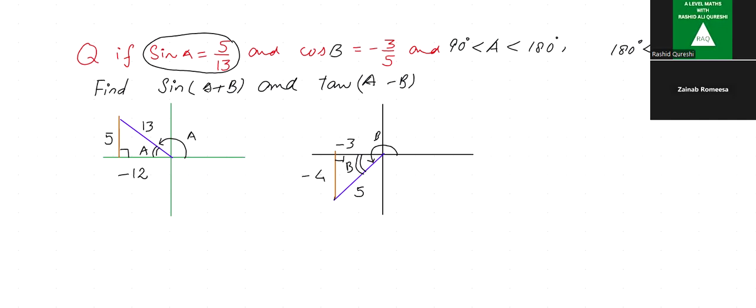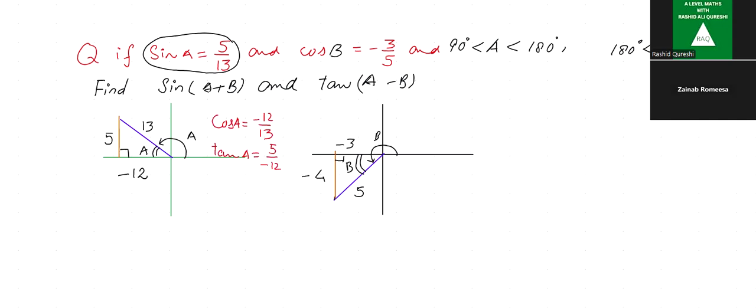I have to find the values of sine, cos, and tan of angle A, and sine, cos, tan of angle B. So I will use this one over here from the first figure. The sine of A is 5 by 13. What's the answer of the cos of A? Base upon hypotenuse, that becomes minus 12 by 13. What's the answer of the tan of A? That is equal to perpendicular upon base, 5 upon minus 12.